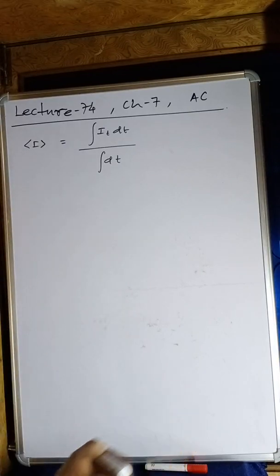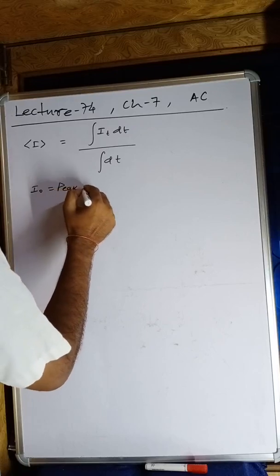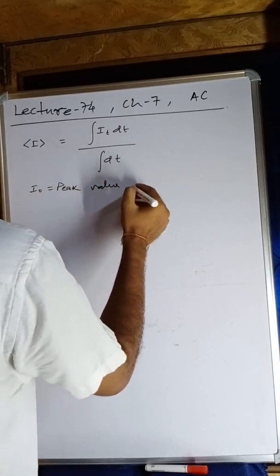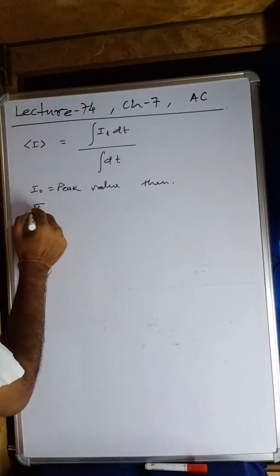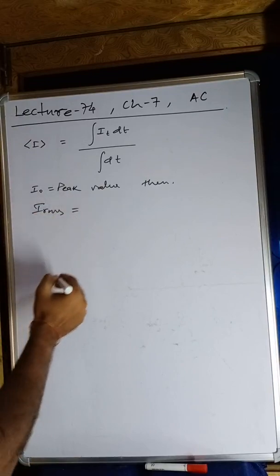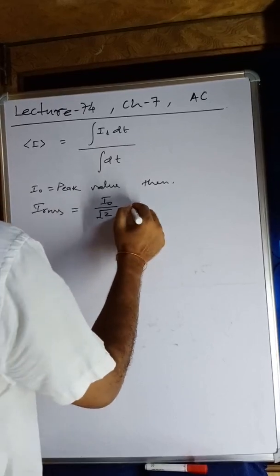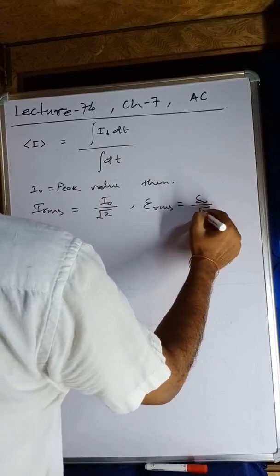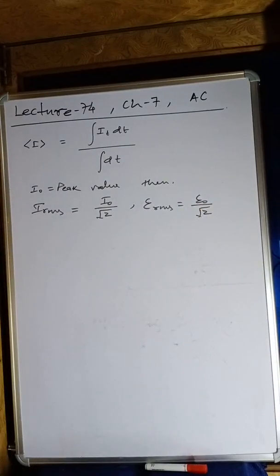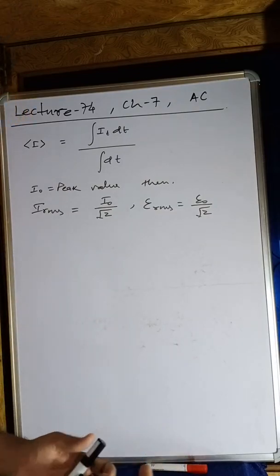Okay, we have studied then the RMS value. If I0 was the peak value, then IRMS we have represented as I0 by √2. We have calculated, and ERMS is equal to E0 by √2.